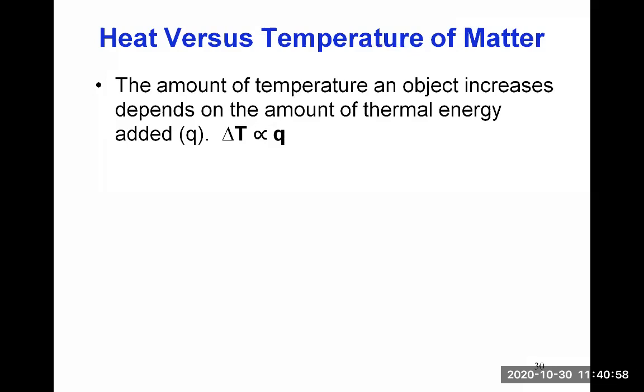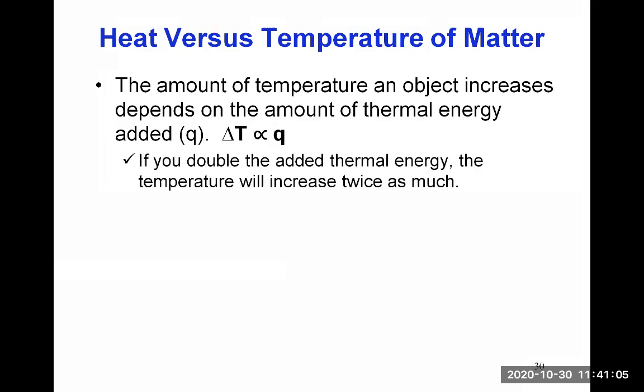So the more thermal energy provided, the higher the temperature will move up. And so if you double the added thermal energy, for example, the temperature will increase twice as much. This is what it means when it's proportional. They vary in the same proportion.